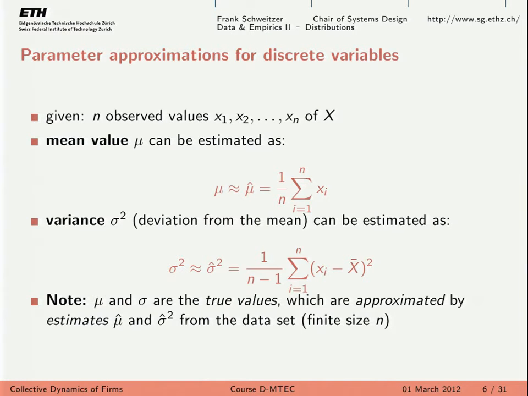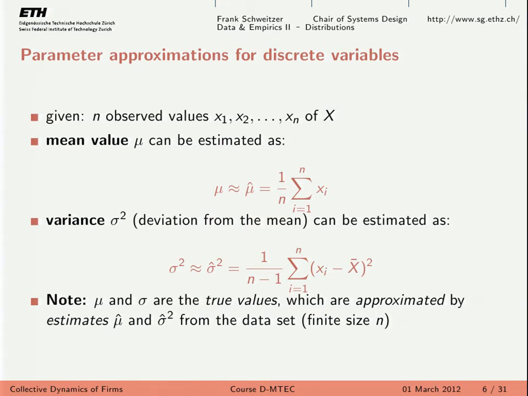So this is a proxy for the mean value, just the arithmetic mean, and the variance is then the deviation from the mean. Because it's squared, we square it here. So once we know the mean value, we calculate the deviations and we scale it by n minus 1. We come to this n minus 1 later again.